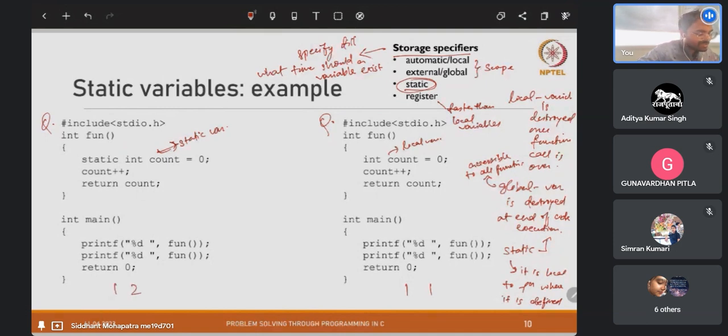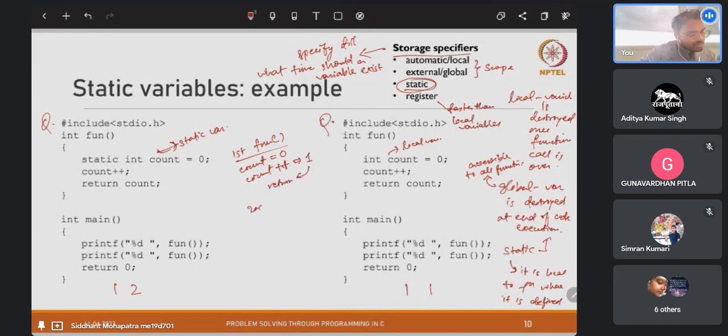So how that happens is, the first time you call the function fun, it initializes this count to 0 as a static variable. It increments the count to 1. So the first time I call fun, it defines count equal to 0, and then count plus plus, so now it becomes 1, and that is what is returned.